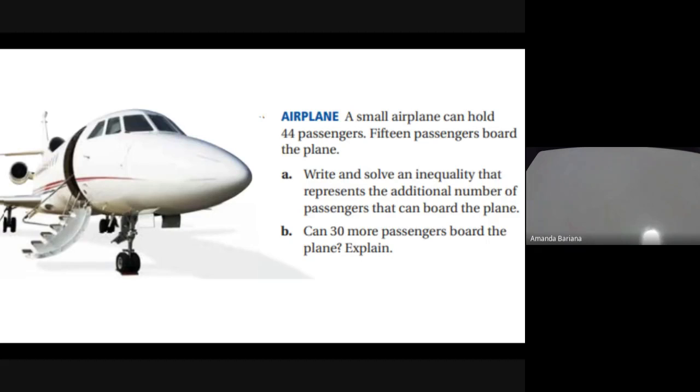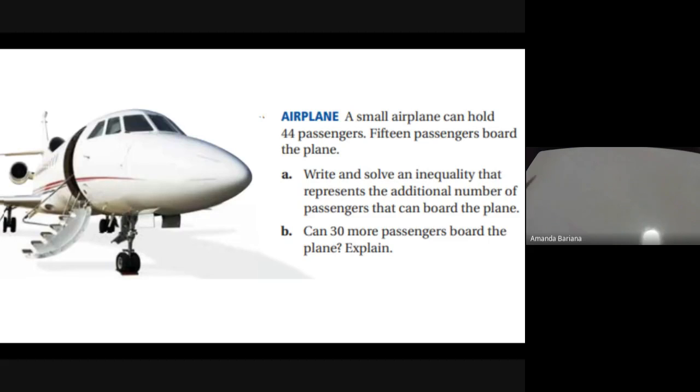All right, on my screen, which you can see, correct? Yep, okay. On my screen, it says a small airplane can hold 44 passengers. 15 passengers board the plane. Write and solve an inequality that represents the additional number of passengers that can board the plane. Can 30 more passengers board the plane?